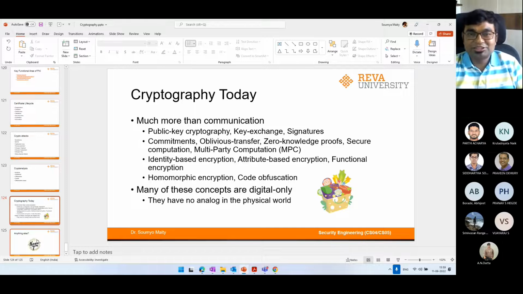And now cryptography is not only just communication, but it is much more than that. Public key, PKI, public key infrastructure is there, key exchange is there, signature, the zero knowledge proof we are using in many cases, multi-party communications are happening. So it is not just a communication between Alice and Bob. Now it is much more than that.